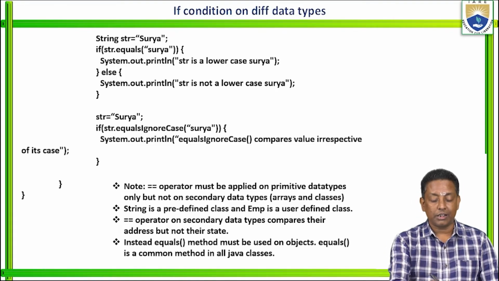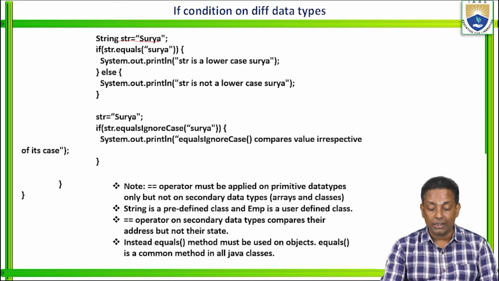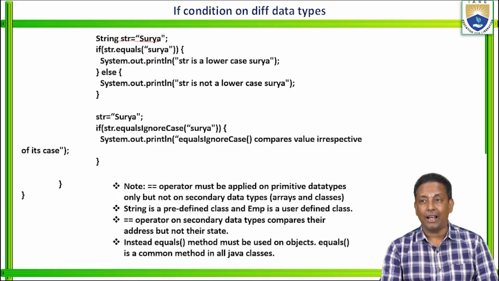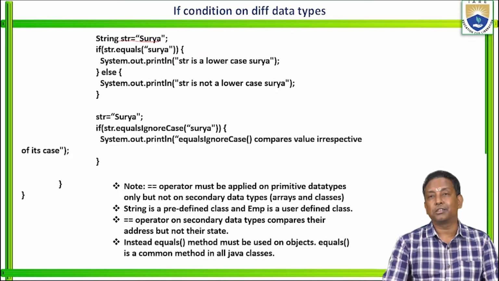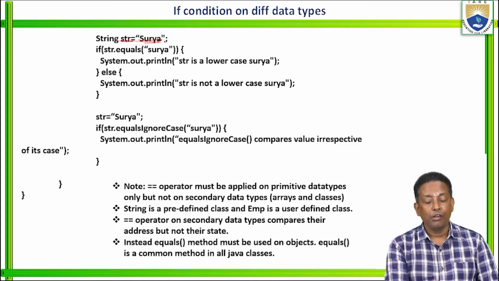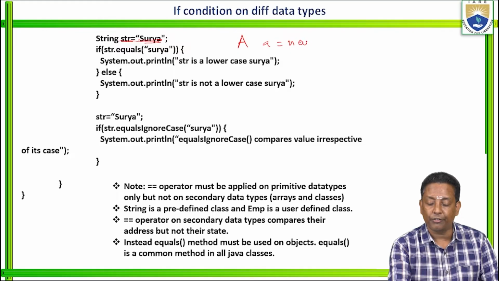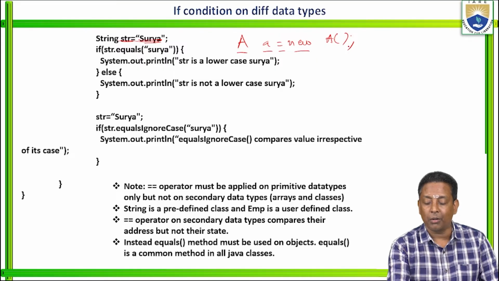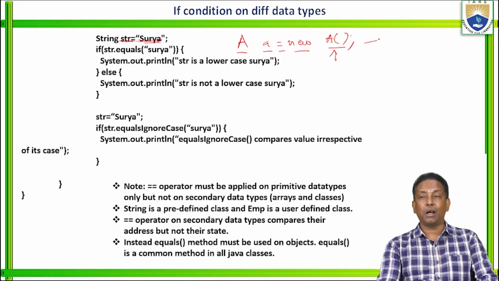In the same program, I declared one more variable called string str is equal to Surya. In Java, the one and only class object that can be created without using the new operator and without using a constructor is String. To a String, we can directly assign a value. Usually, to create an object of any class, for example A a = new A(), we must write the class, the object reference, the new operator and the class constructor. This is the syntax of creating an object of any class in Java.